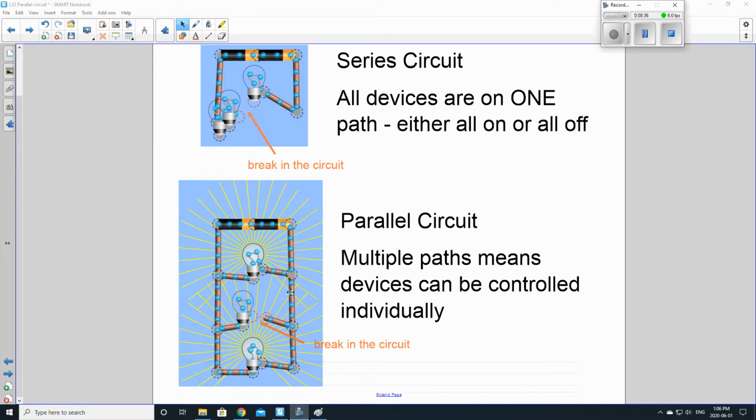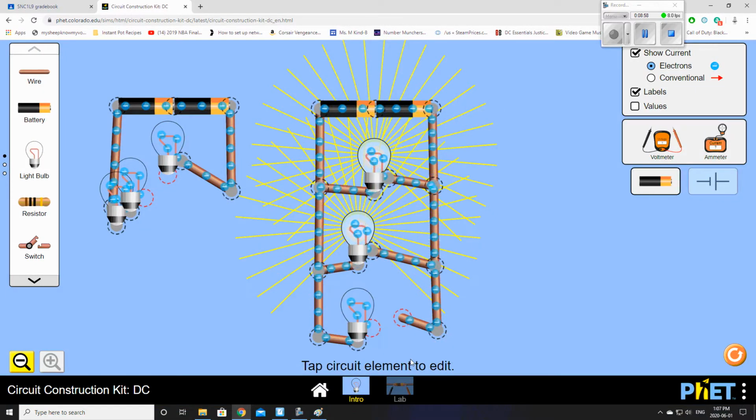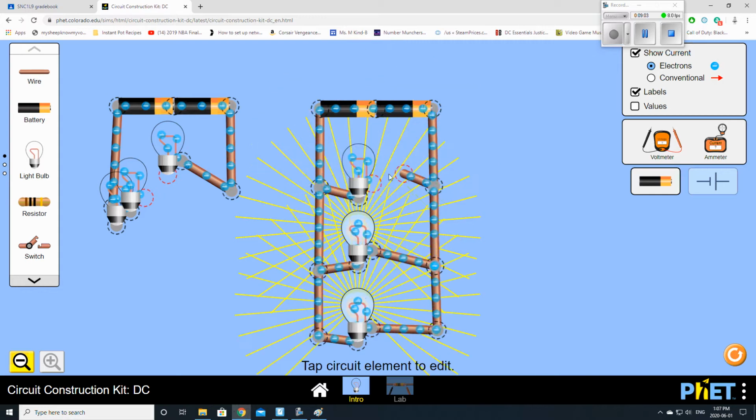In a parallel circuit there are multiple paths, so in this case there's one path, two paths, three paths. If one of these was broken, because there are multiple paths, the devices can each be controlled individually. Let me just show you. If I were to cut this one, these two would still stay on. And if I were to cut this one here, it doesn't matter if it's at the front here, there's still another path for the electrons to go through, here and here as well.